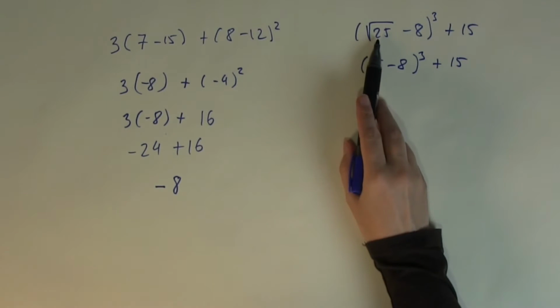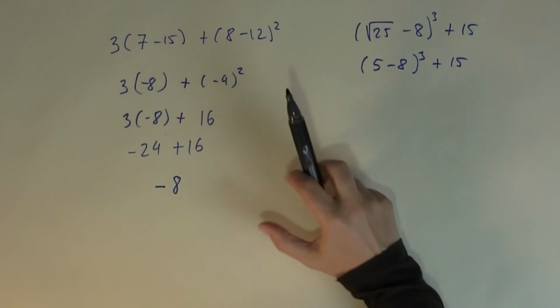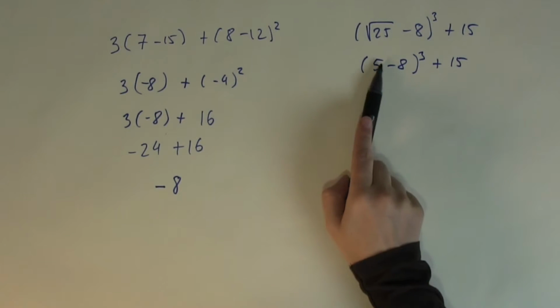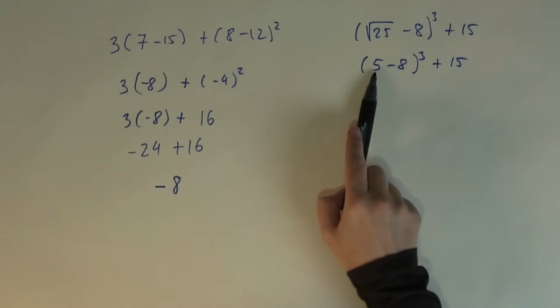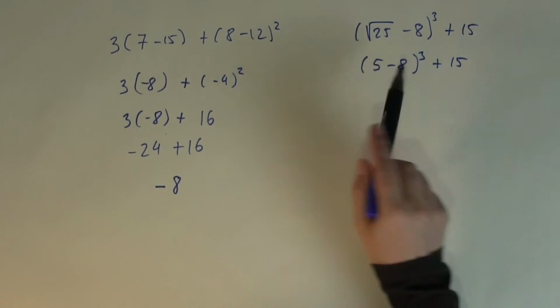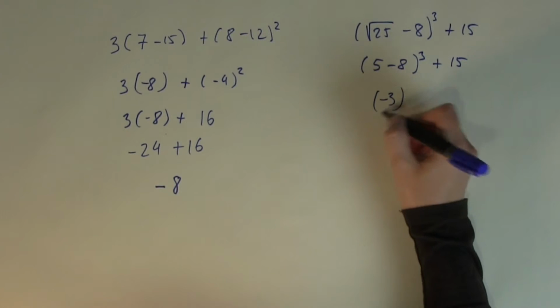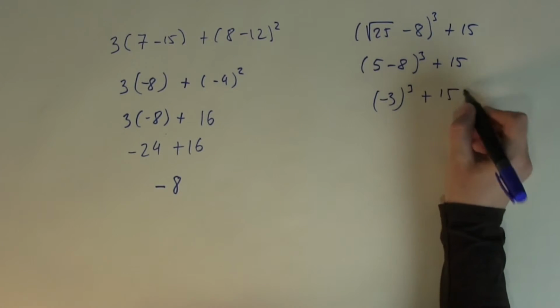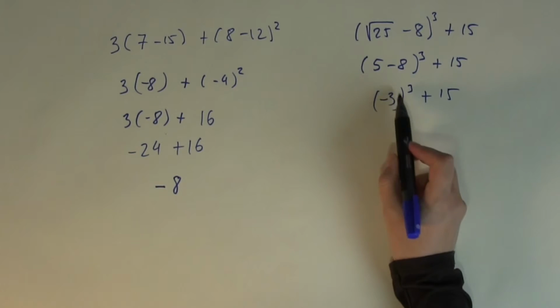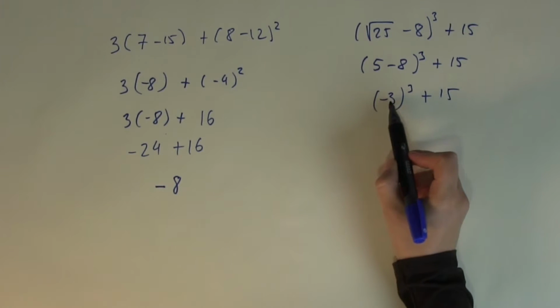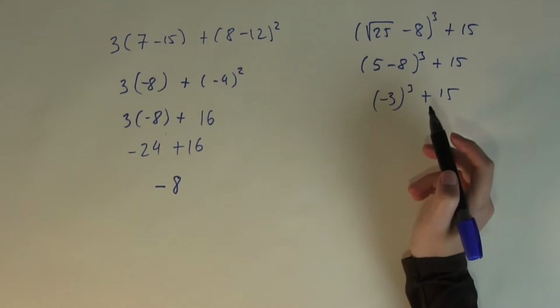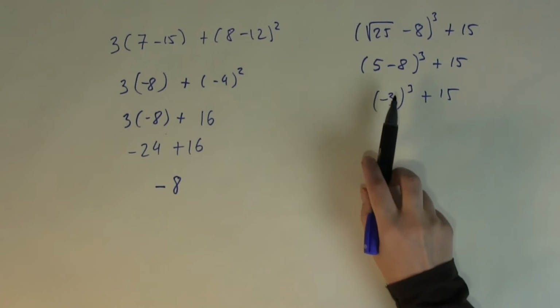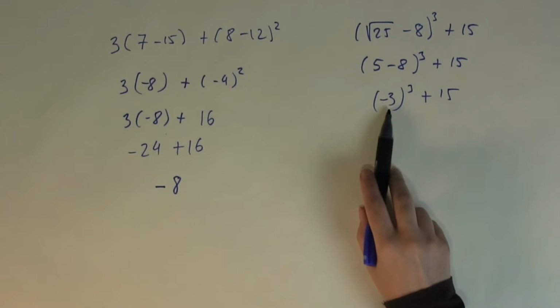And now that I have carried out taking the root of the 25, I can move on to the next calculation within the bracket, and I can carry out the subtraction. So 5 minus 8 gives me negative 3. And although I kept the bracket because I need to take the negative 3 to the third power, not just the 3, therefore I still need to keep the bracket, but there is no more operation inside the brackets.